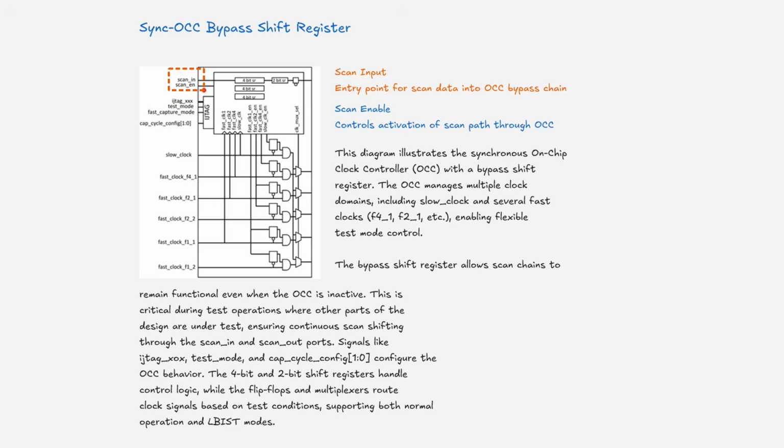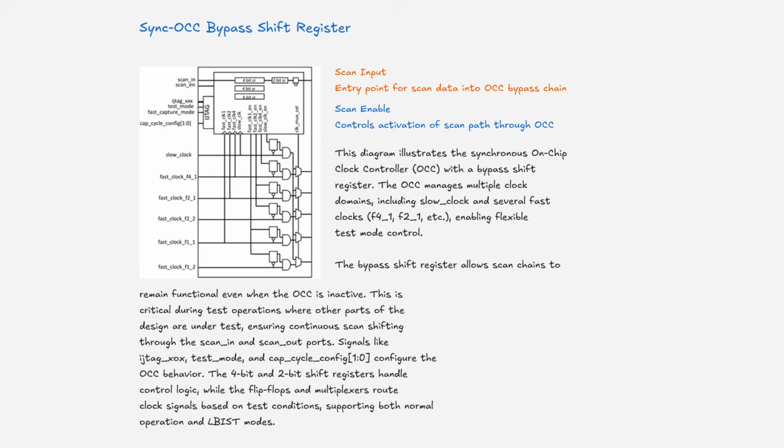Signals like I, JTAG, XOX, test mode, and cap cycle config 1 to 0 configure the on-chip clock controller behavior. The 4-bit and 2-bit shift registers handle control logic, while the flip-flops and multiplexers route clock signals based on test conditions, supporting both normal operation and LBIST modes.